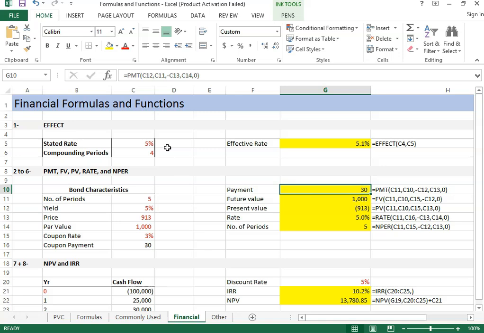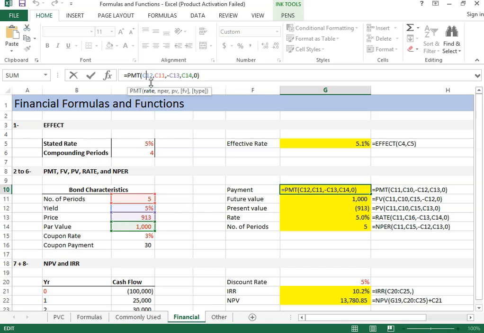You will use a formula equal to PMT. PMT is your payment. Now you will give it rate. What is the rate? Rate is your yield to maturity, which is 5%. Number of periods, 5 years for example. Present value, 913, which is your price.